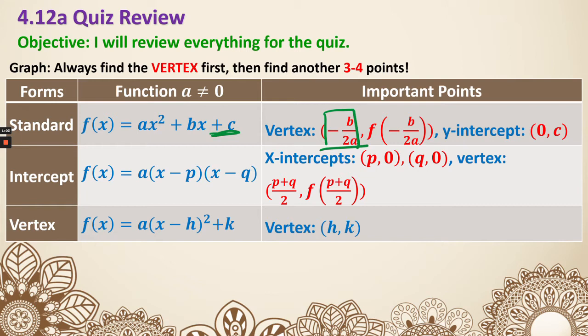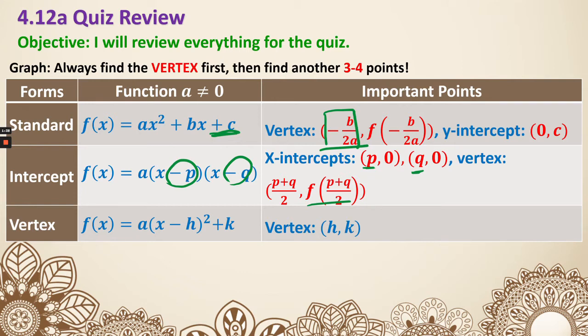Next, we learned about intercept form. For intercept form, we can easily identify the x-intercepts. It's always the opposite number of whatever is given inside the parentheses, so it's (p, 0) and (q, 0). As for the vertex, its x-coordinate is (p plus q) over 2, because the vertex is right in between the x-intercepts. It's on the axis of symmetry. So after we find the x-coordinate for the vertex, we are going to plug it in so that we have the y-coordinate. Lastly, we learned vertex form, a times (x minus h) squared plus k.